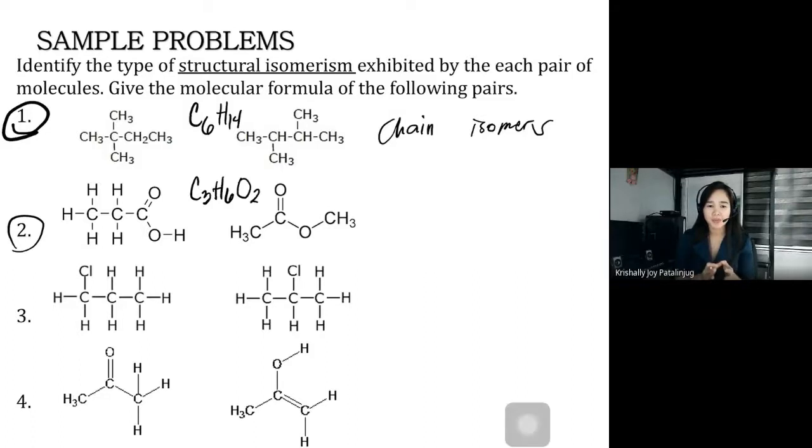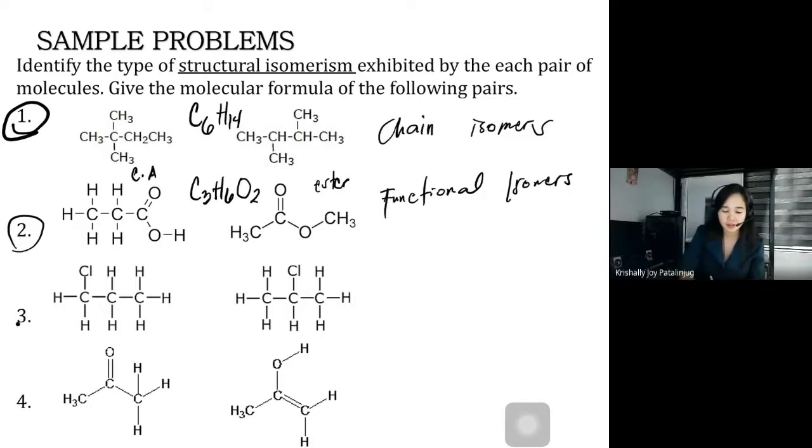One is a carboxylic acid. This is a carboxylic acid. The other one is an ester. This is an ester. Okay, very good. These are functional isomers. Look at the distinction, the differences between the two structures.